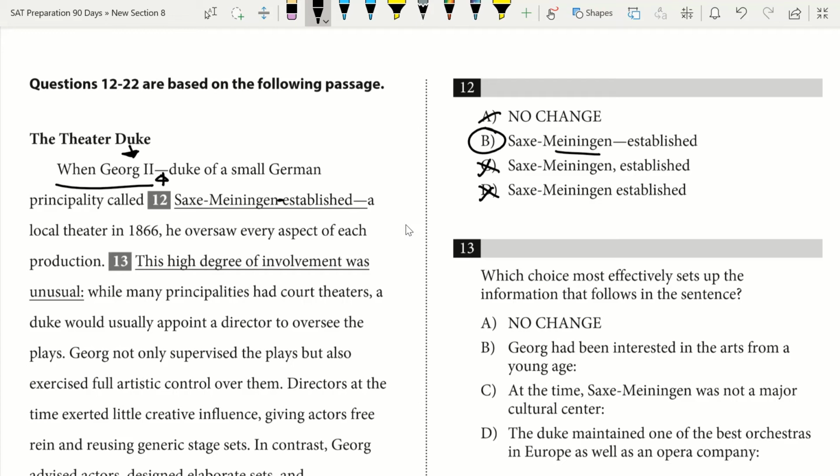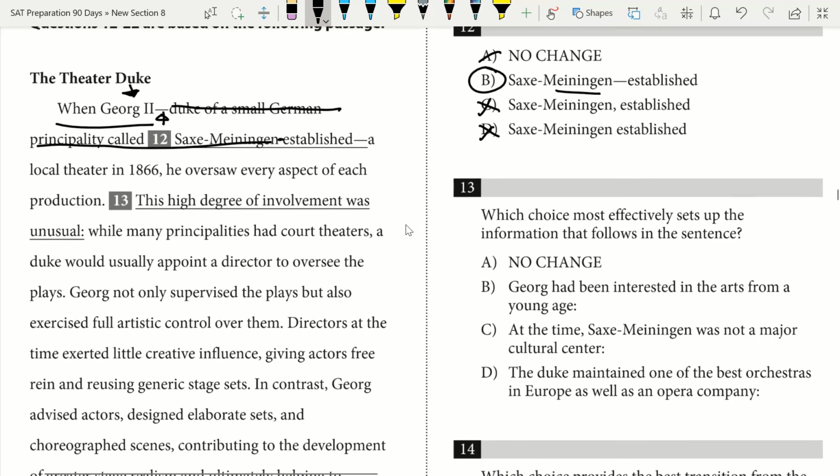So the end of this non-essential phrase is after Meiningen, and that makes sense because if we read it, we would have when George II, skip our non-essential part, established a local theater in 1866. He oversaw every aspect of each production. Okay, we see that that could read and be its own sentence, so that means that we did make that correct, because by taking out that non-essential clause, we still have something that could be a full sentence on its own. So B is going to be our correct answer for 12.